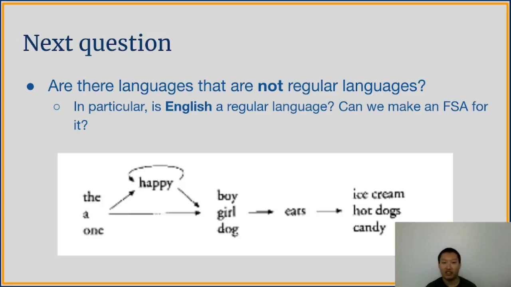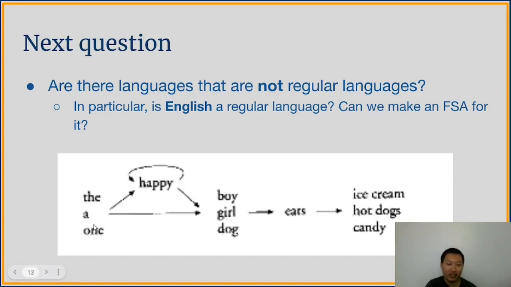So the next question is, are there languages that are not regular languages? In particular, is English a regular language? Can we make a finite state automaton for it? Can we make this sort of flowchart system to determine if a sentence is grammatical? Here I stole from, I think it was Steven Pinker, one example of what a flowchart for English might look like. You might have seen these, it's sort of like a common word game. You just follow the flowchart and you get your own sentence.